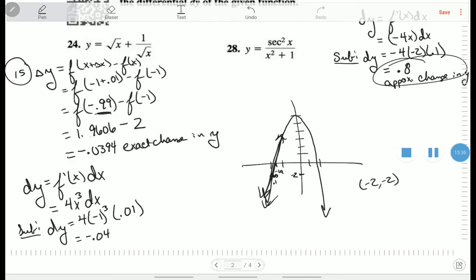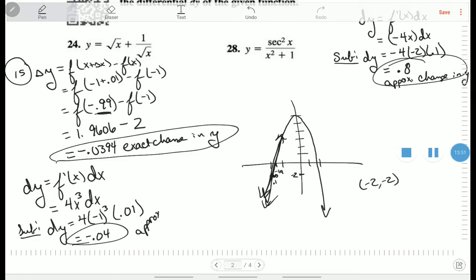Again, it makes sense that these values would match since this is supposed to be an approximation of this value. I want you to notice how similar those are. They are very close to each other. So this is definitely a good approximation. This is the approximate change in y.